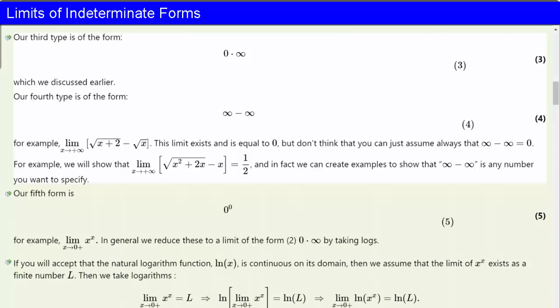Our fourth type is of the form infinity minus infinity. For example, the limit as x tends to infinity of the difference between the square root of x plus 2 and the square root of x. Surprisingly, at least to me, this limit exists and is equal to 0. But don't think that you can just always assume that infinity minus infinity is 0. For example, we will show that the limit as x goes to infinity of the square root of x squared plus 2x minus the number x is a half. And in fact, we can create examples to show that infinity minus infinity is any number you want to specify.